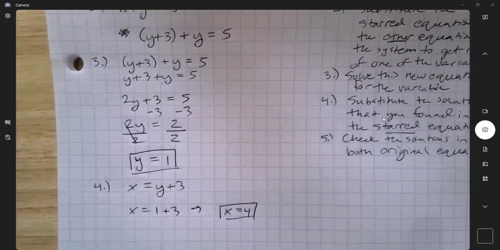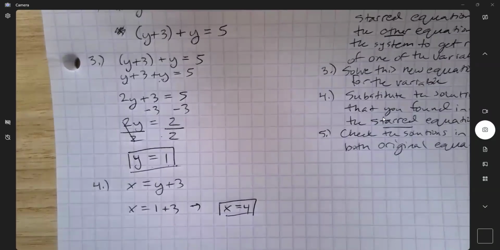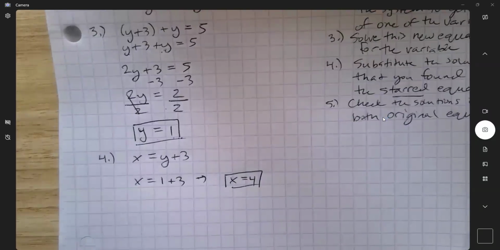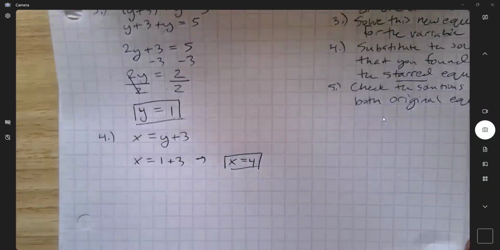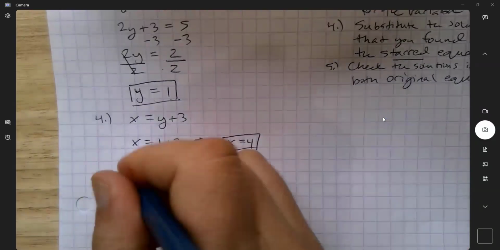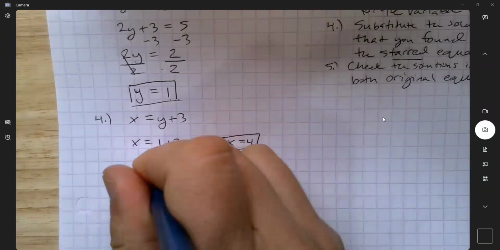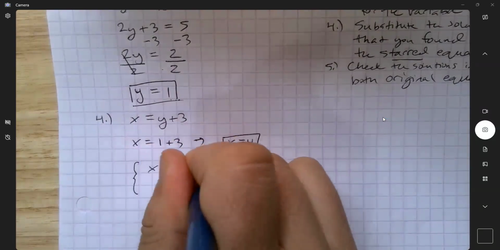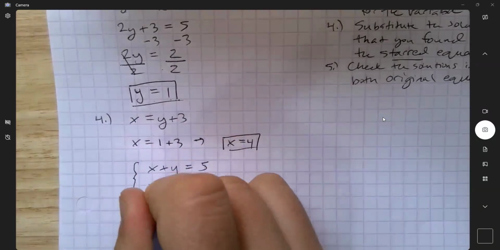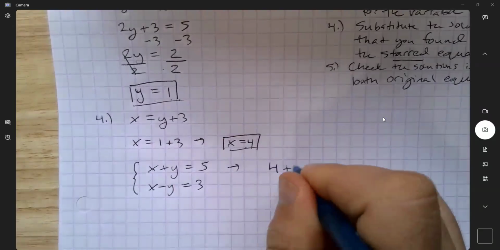Because you could have made a mathematical spelling error at one point, switched a plus to a minus, added something wrong, etc. And if you check your solutions in both of your original equations, you'll be able to find out if you've done it correctly. So I have x plus y equals 5 and x minus y equals 3. X is 4 and y is 1.